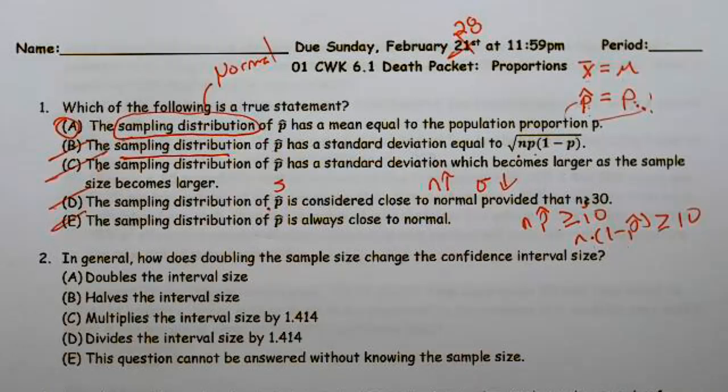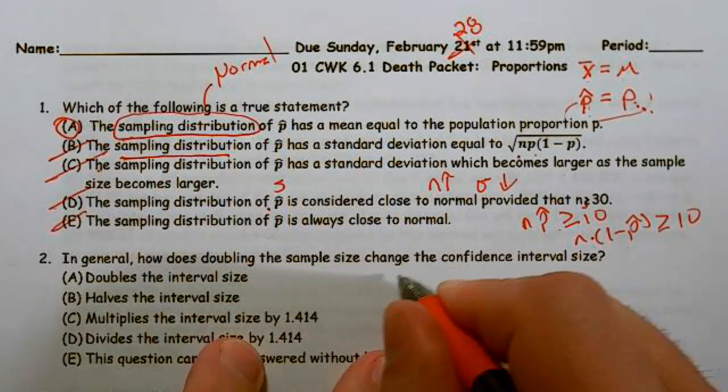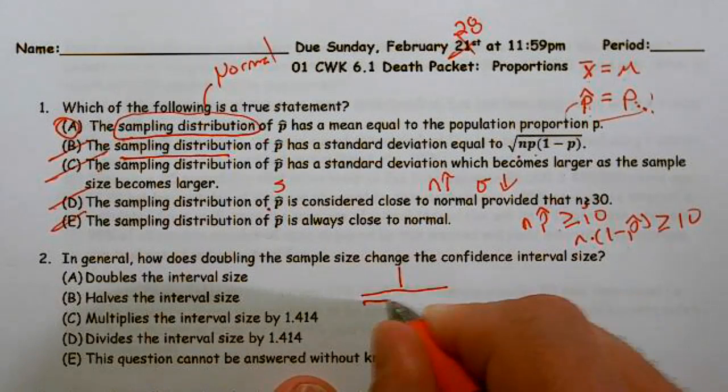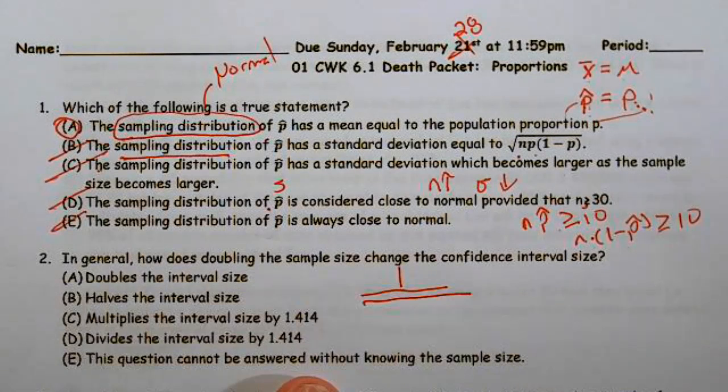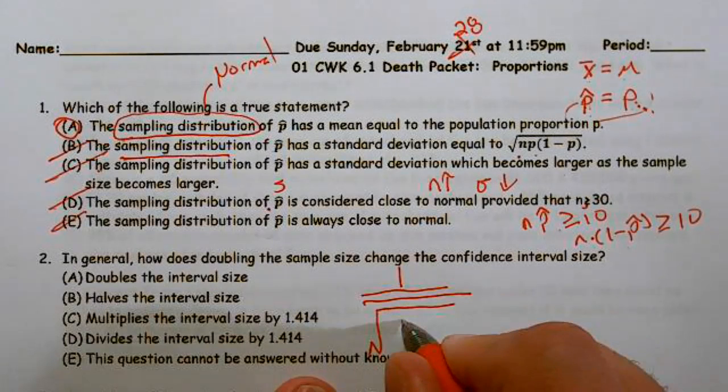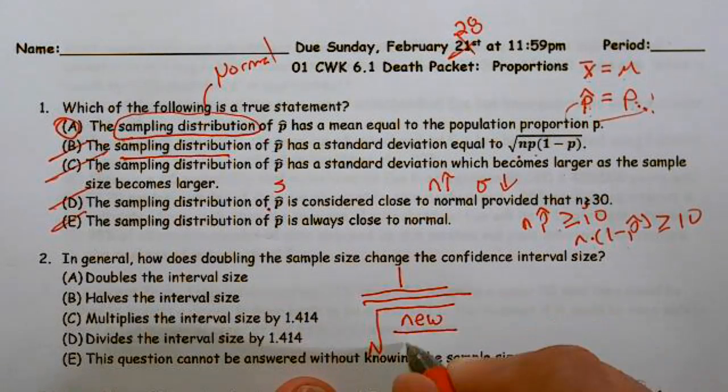Okay, this is video two of the packet, beginning with problem number two. It says, in general, how does doubling the sample size change the confidence interval size? Well, I think it would really help if you would write this formula down. This is not a formula that you're going to find in the notes, but if you would work with something like this, I think it would help you a whole lot.